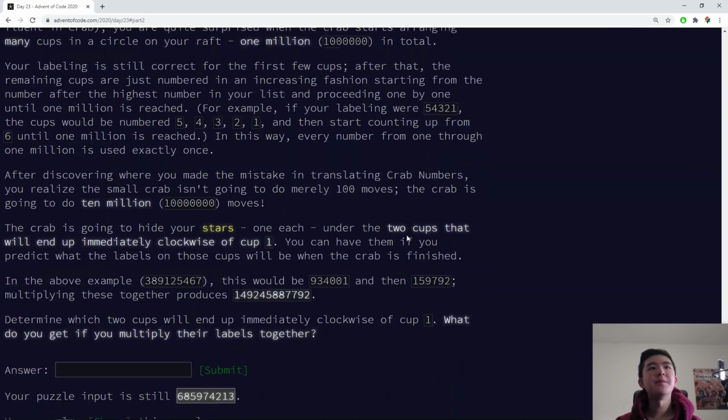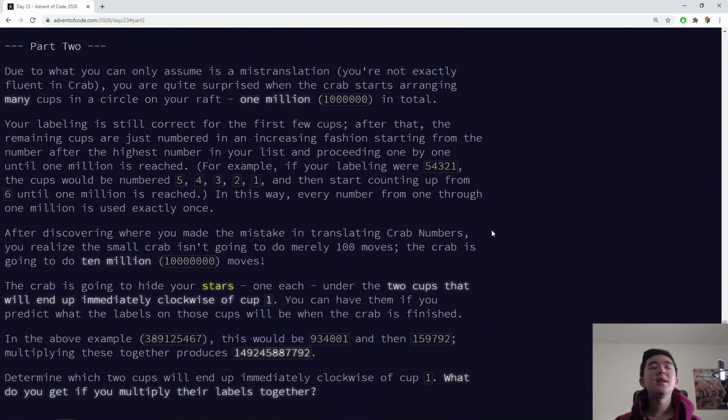Okay, time for part 2. Due to what you can only assume is a mistranslation, you are quite surprised when the crab starts arranging many cups in a circle on your raft, 1 million in total. Your labeling is still correct for the first few cups. After that, the remaining cups are just numbered in increasing fashion, starting from the number after the highest number in your list and proceeding 1 by 1 until 1 million is reached. For example, if your labeling were 54321, then the cups would be numbered 54321 and start counting up from 6 until 1 million is reached.